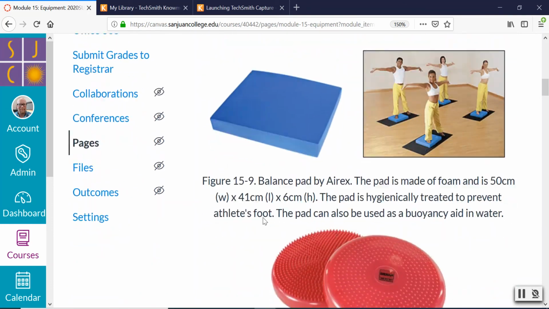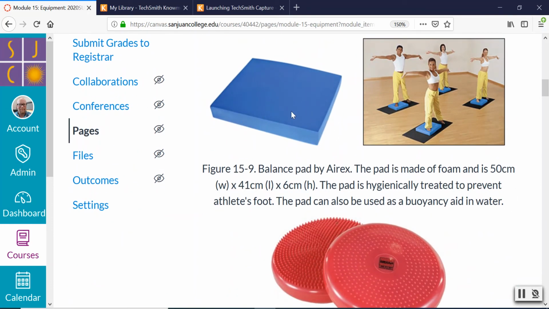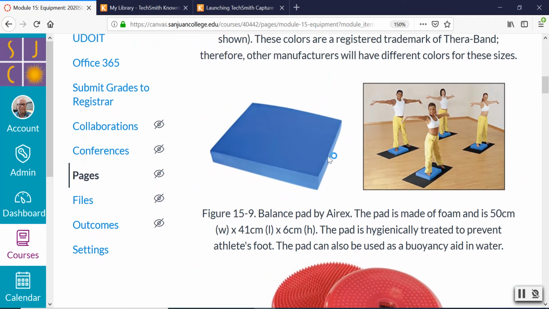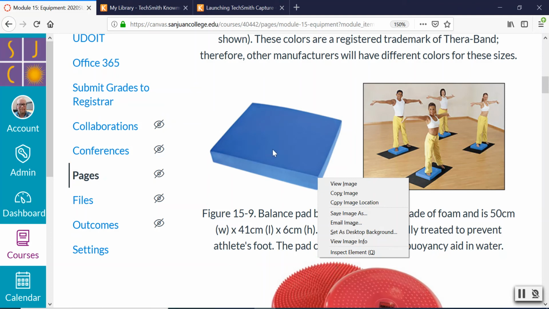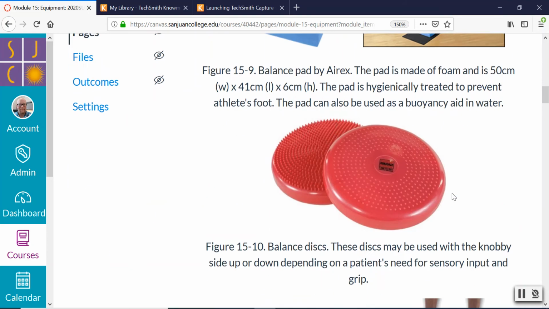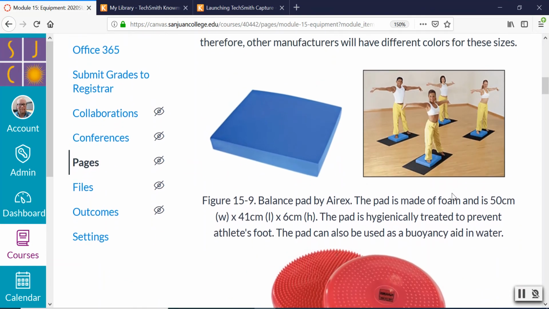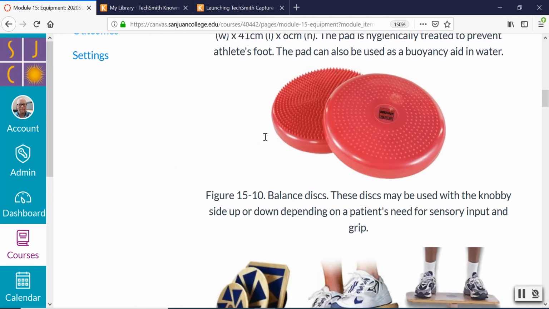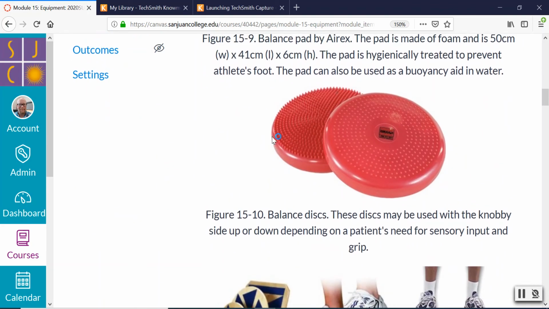This is a balance pad or Airex pad. There's different names they go by. Balance foam mat. There's several different things. This just makes the surface under this person a little less steady, and so it's a way to progress and make the balance harder without really making it super hard. I used those a lot, and I will show you an example of this in a different video.